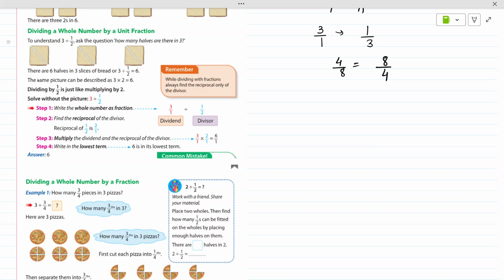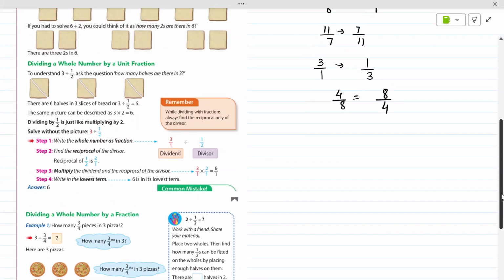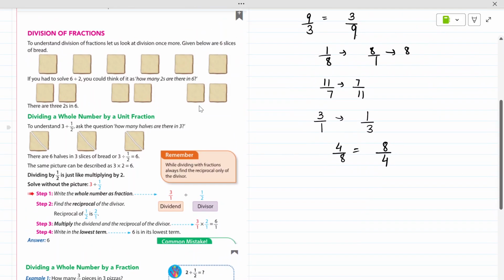So kids, here, see, here 3 slices. Now, in order to understand the division of fractions, let us look at division once more. So we know that division is also called grouping of data, or repeated subtraction, right? Now, see here, we are given an example where we have to divide the number 3 by the fraction 1 by 2.